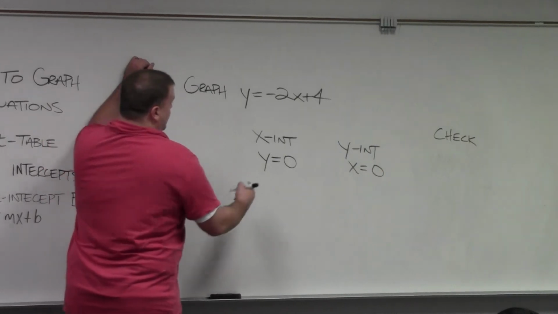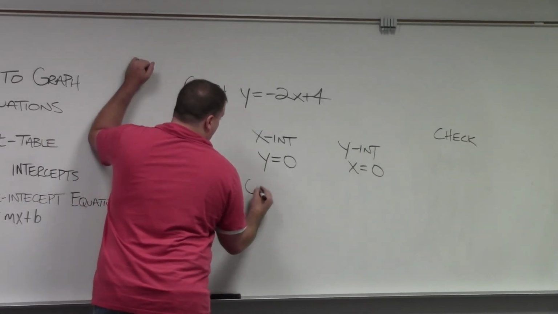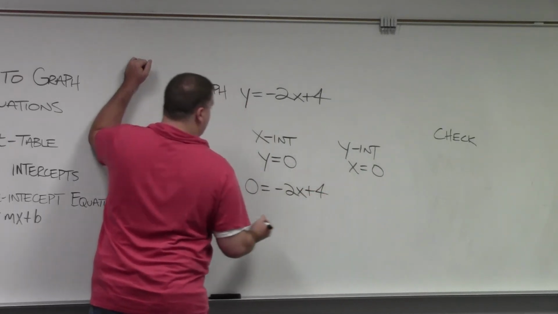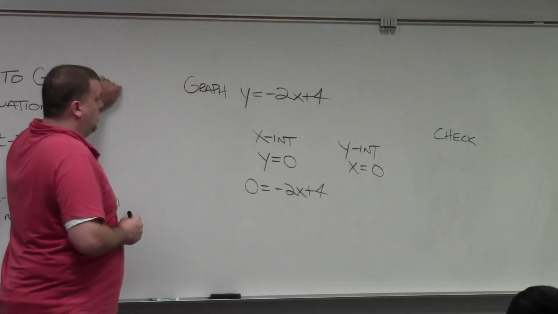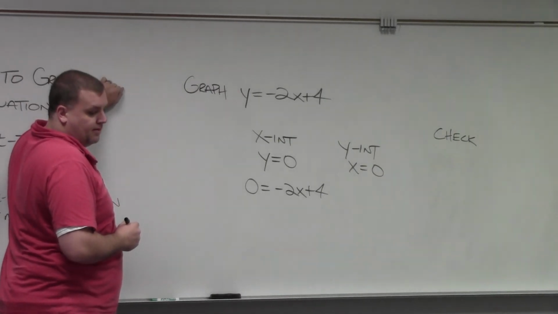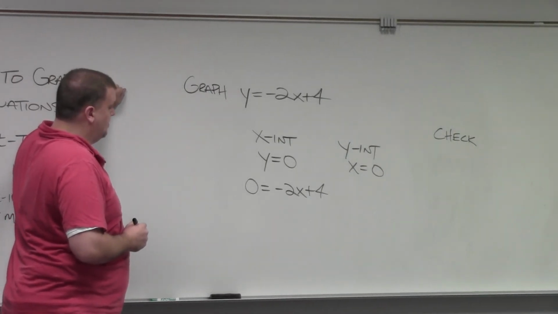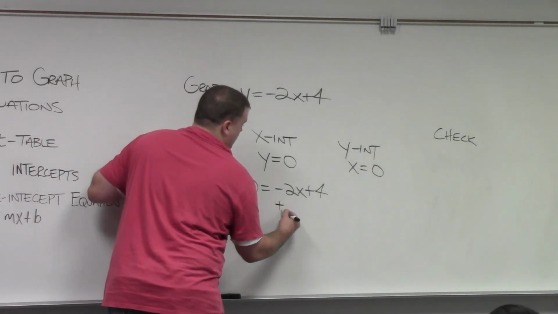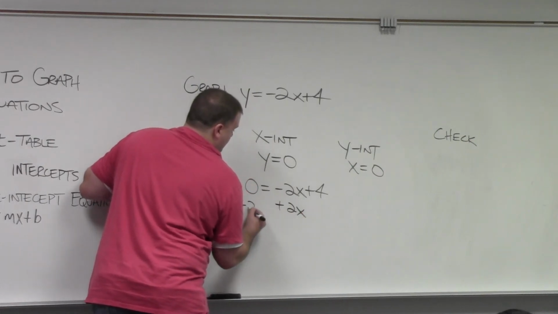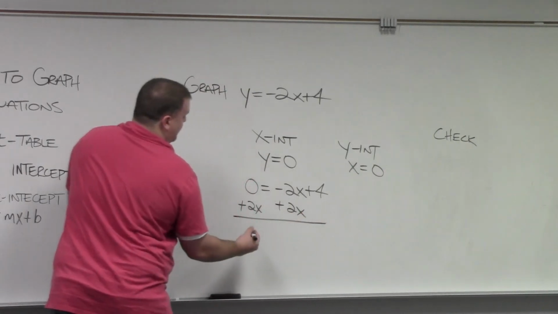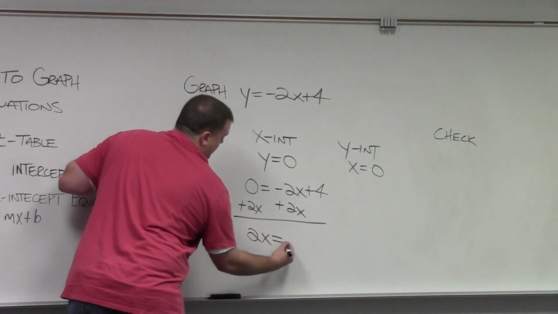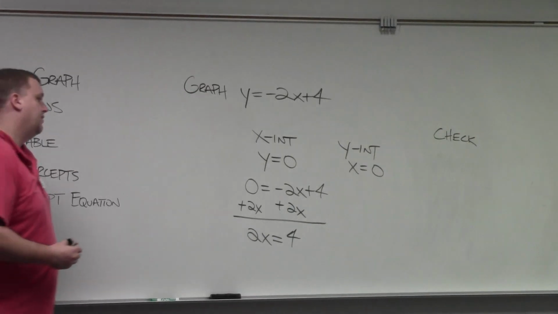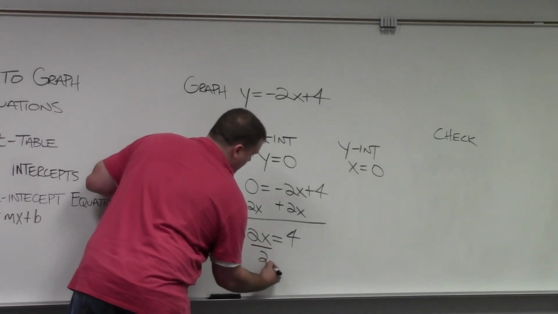So if I'm finding the x-intercept, I need to plug 0 in for y. So I have 0 equals negative 2x plus 4. What can I do here? You can move the 4 over, or you can move the 2x. Either one. 2x is probably easier. Yeah, I'm gonna move the 2x over. But you could move the 4 over, and you're still gonna end up with the same answer. So 2x equals 4, and if I divide both sides by 2, x equals 2.